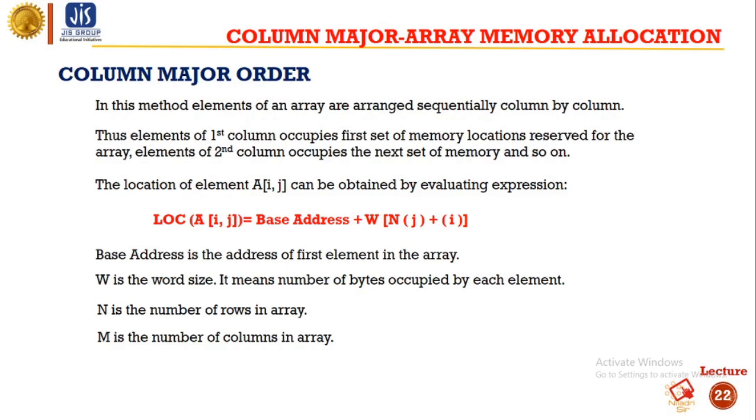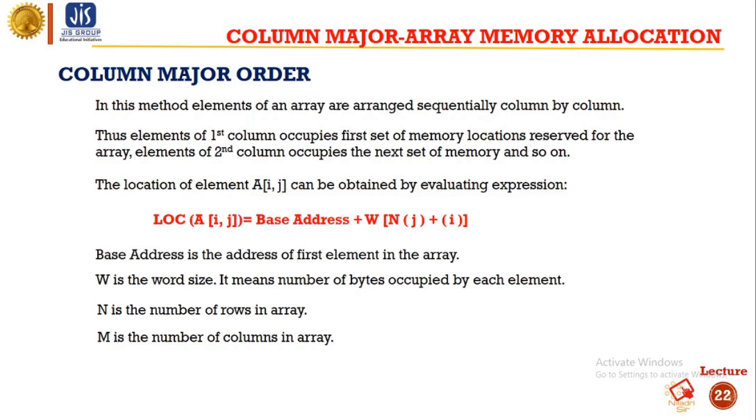So in column major order, an array is arranged sequentially, column by column. The elements of the first column occupy the first set of memory locations reserved for the array, the elements of the second column occupy the next set of memory, and so on. The location of element aij can be obtained by evaluating the following expression: location aij equals base address plus w(nj + i).